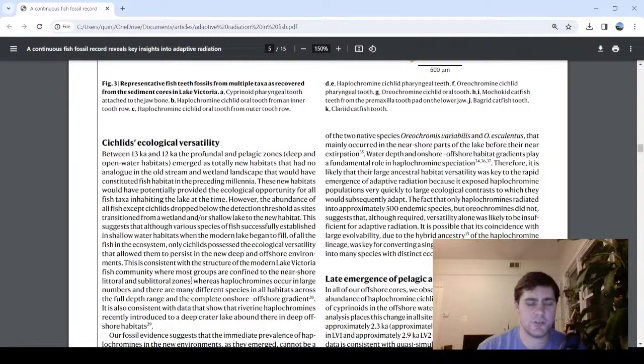Haplochromines occur in large numbers and there are many different species in all habitats across the full depth range and the complete onshore-offshore gradient. It is also consistent with data that show the riverine haplochromines recently introduced into a deep crater lake abound there in the deep offshore habitats.